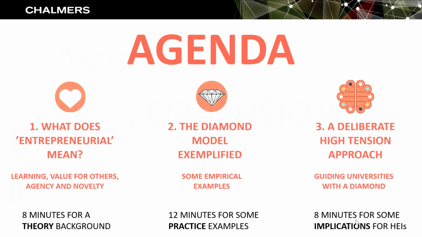So this presentation will contain 3 parts, and the main topic is of course this deliberate high-tension approach, which you will see in the 3rd section. But in order for us to get to that point, we have to first discuss what does entrepreneurial mean, and then I will present you with a model of being entrepreneurial, and we will take some examples from this model, and then finally we get to a deliberate high-tension approach to the Entrepreneurial University.